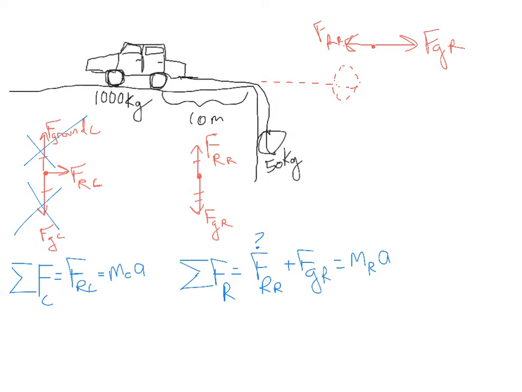That's a variable, and that's a variable. That's a variable, and that's a variable. Everything else we know. So, if you have two equations and two variables, you can solve one equation for one variable.